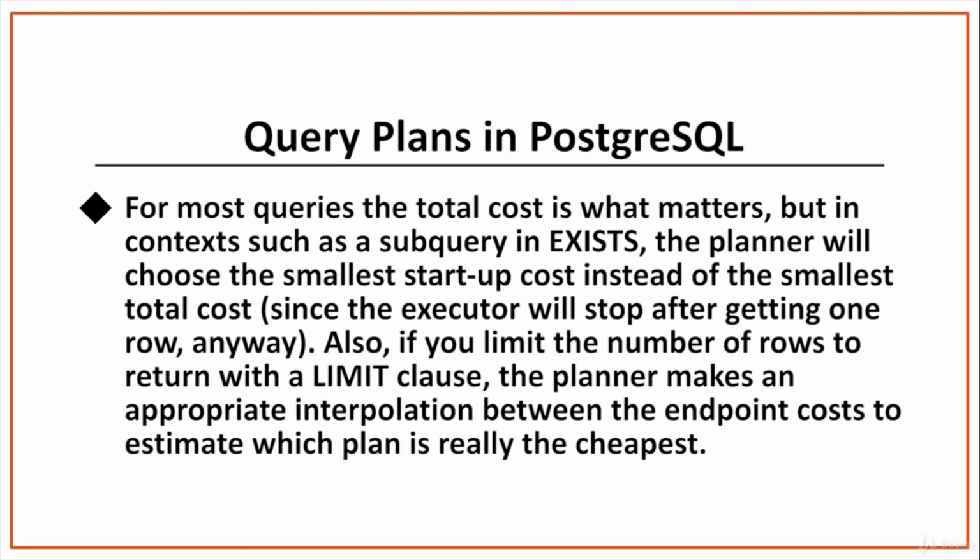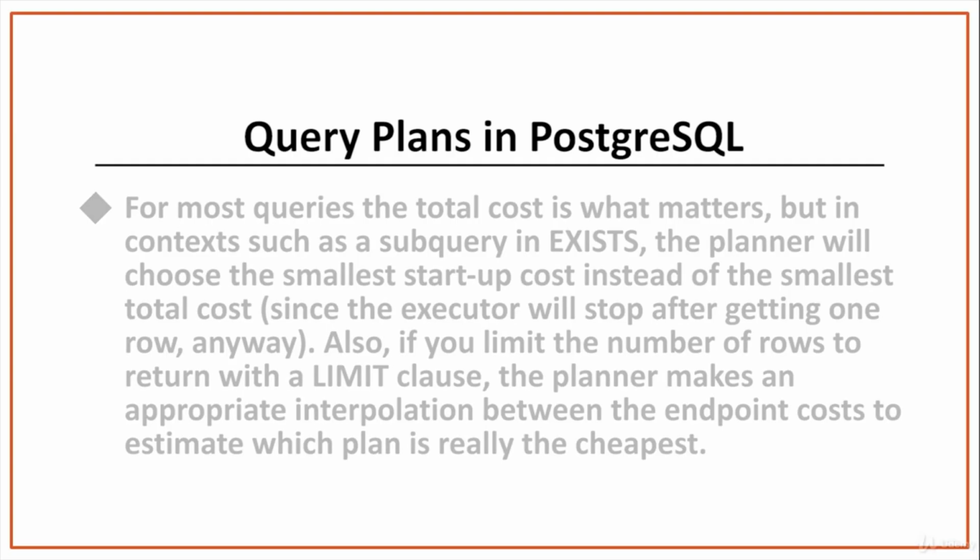For most queries, the total cost is what matters, but in contexts such as a subquery in exists, the planner will choose the smallest startup cost instead of the smallest total cost, since the executor will stop after getting one row anyway. Also, if you limit the number of rows to return with a limit clause, the planner makes an appropriate interpolation between the endpoint costs to estimate which plan is really the cheapest.